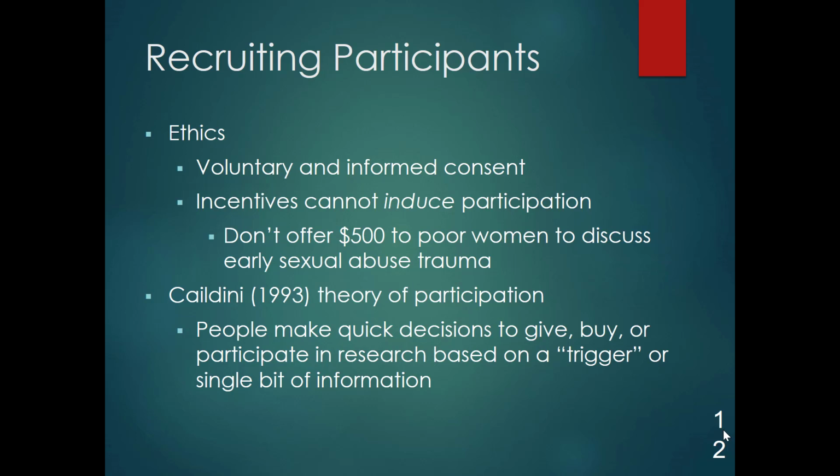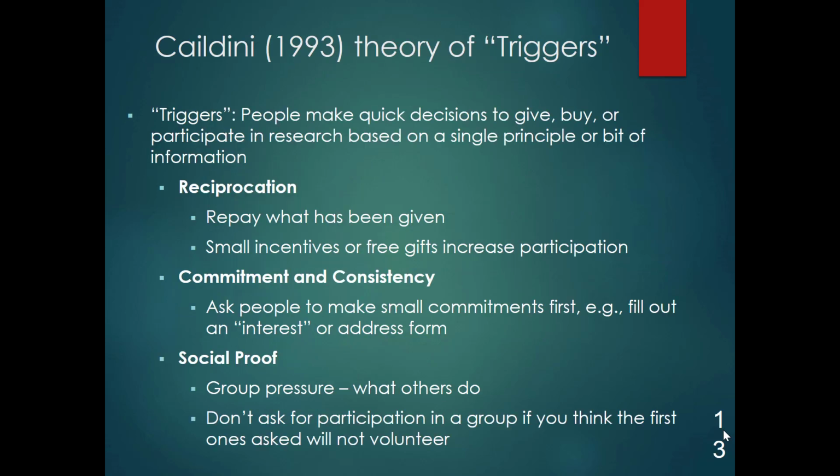There's also a theory of participation by Cialdini. It basically says that people make quick decisions to give, buy, or participate in a research study based on a trigger or a single bit of information. So basically, a trigger is something that leads people to choose one response over another. So people make quick decisions to give, buy, or participate in research based on a single principle or bit of information. So here are some triggers by which people tend to respond to research questions or a research study.